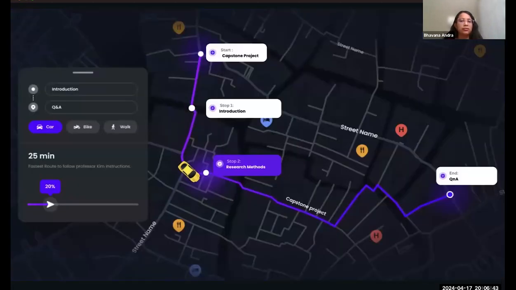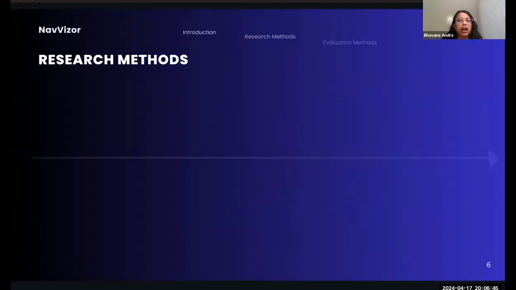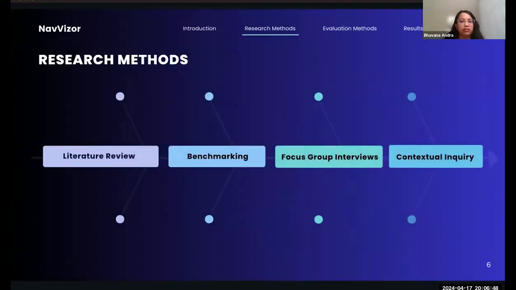Let's discuss the research methods which we used. Our project began with a thorough literature review, followed by benchmarking the existing apps. We then conducted focus group interviews and contextual inquiries to gain more valuable insights.